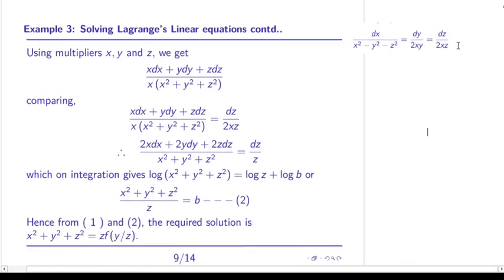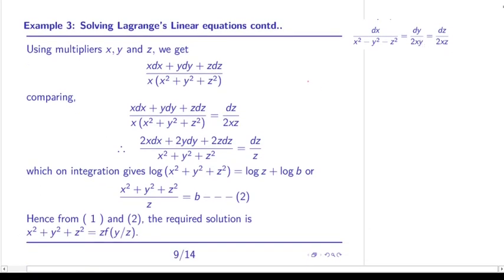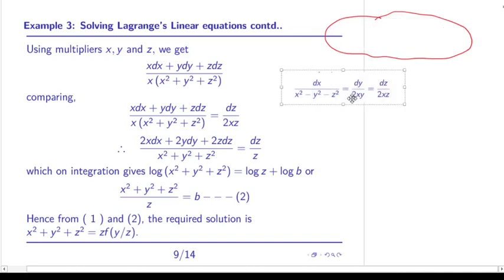Now again we have our auxiliary equations, the subsidiary equation as this. Now we use multipliers x, y, and z respectively. Since these are the subsidiary equation, we can take this. So you can multiply x, y, and z in numerator and denominator, x, y, and z.